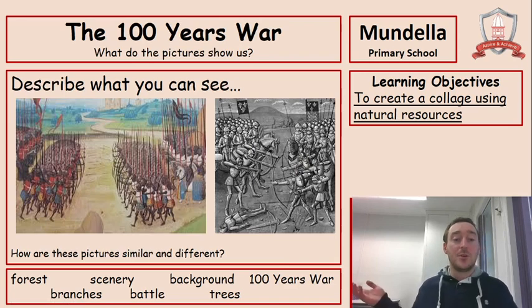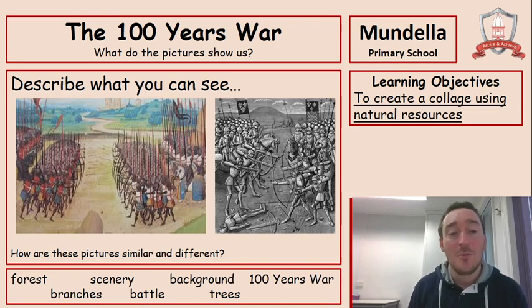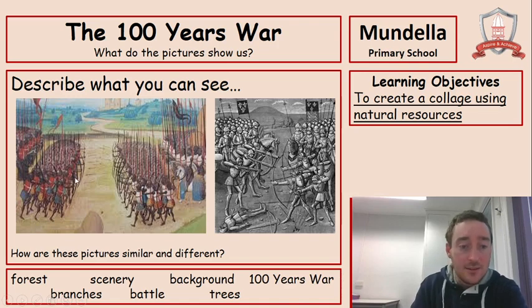So the 100 Years' War, what can you see? How are these pictures similar and how are they different? I'll give you a moment, have a think. Okay, well what I would say is that they're showing exactly the same thing. There's a battle, there are two armies against each other, there are bow and arrows, there are lances for the soldiers on horseback, who we call cavalry. There are flags. But what are the differences?